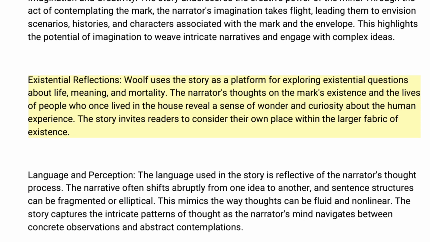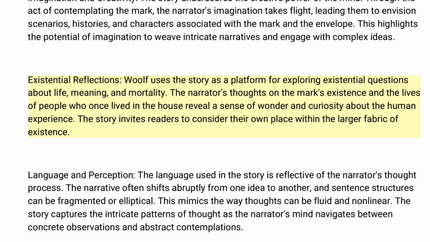Existential reflections. Woolf uses the story as a platform for exploring existential questions about life, meaning, and mortality. The narrator's thoughts on the mark's existence and the lives of people who once lived in the house reveal a sense of wonder and curiosity about the human experience. The story invites readers to consider their own place within the larger fabric of existence.